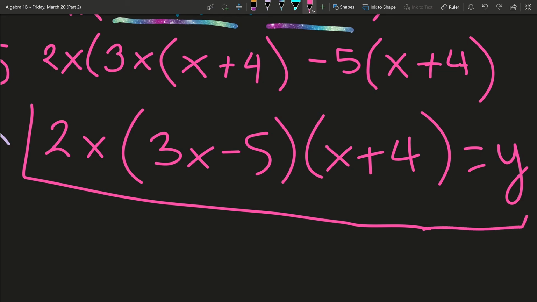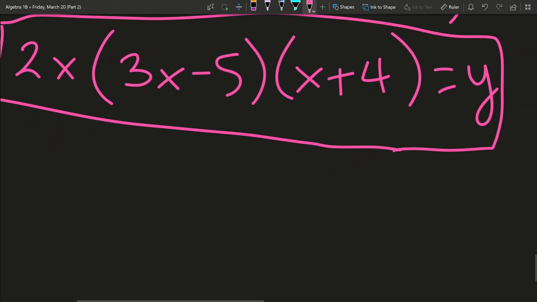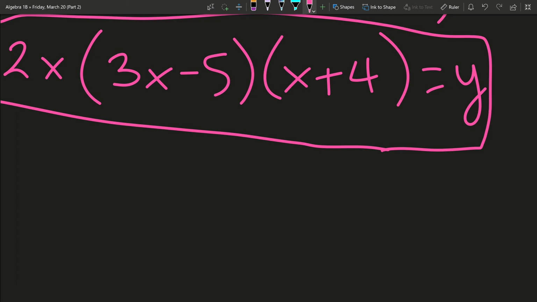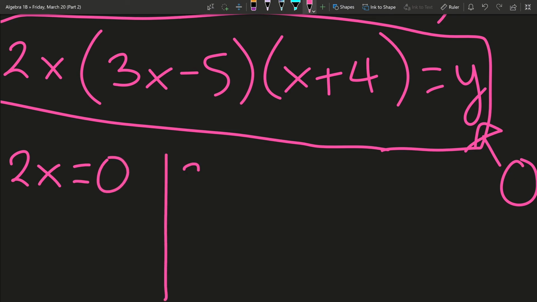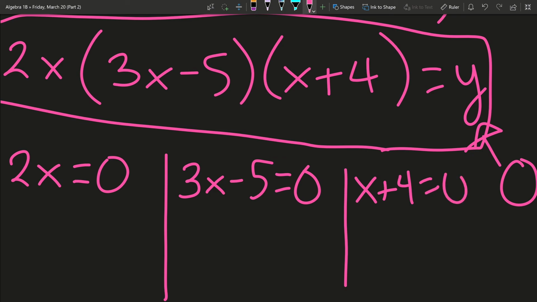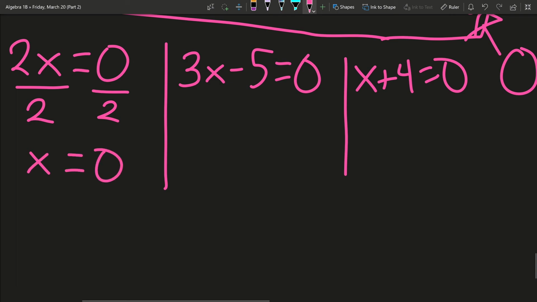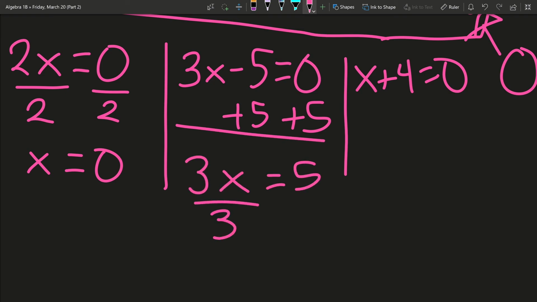And notice that the question asks where y is equal to 0, though. So to do this, we're going to need to make y equal to 0. So this y is going to be equal to 0. So we create a table again. So we have 2x is equal to 0. We have 3x minus 5 is equal to 0. And x plus 4 is equal to 0. Divide 2 on both sides. And we're left with x is equal to 0. Add 5 on both sides, which leaves us with 3x is equal to 5. Divide by 3. And then we're left with x is equal to 5 over 3.